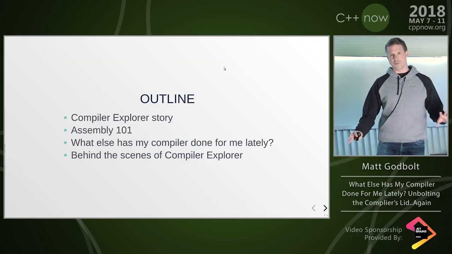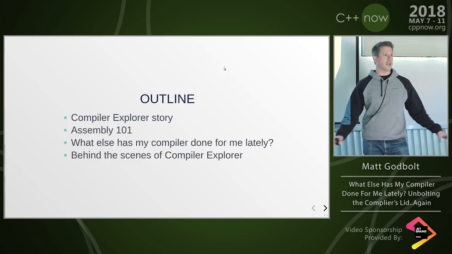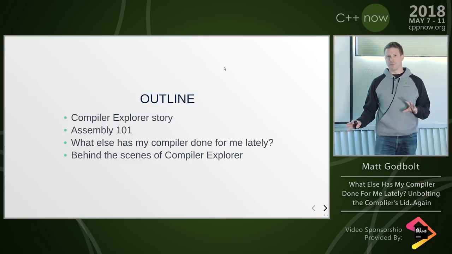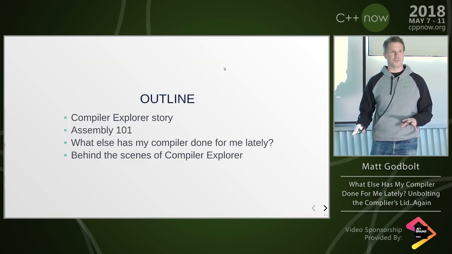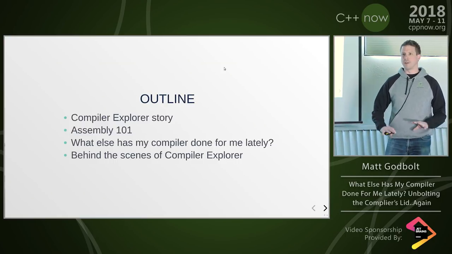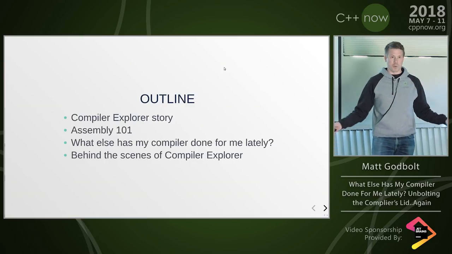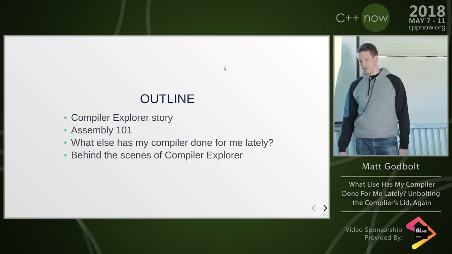So the outline of this is I'm going to retell the Compiler Explorer story, how it came about, why it exists. I'm going to give a bit of an assembly 101 because most of my slides are full of assembly code, x86 assembly code, which is usually a big turnoff for everyone, but hopefully with this crowd, maybe even redundant for me to go over. But if you don't know x86 assembly, I'll give you a quick overview. And then I'm going to ask, what else has my compiler done for me lately?